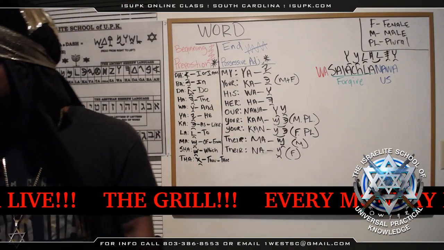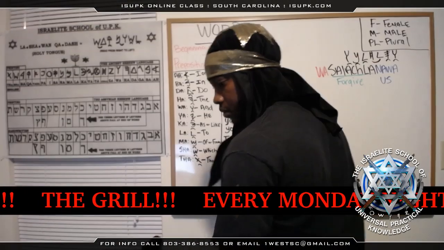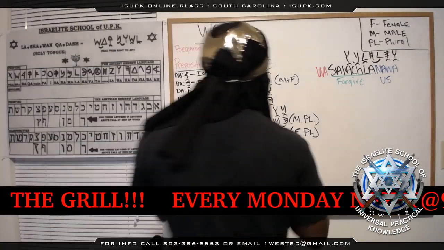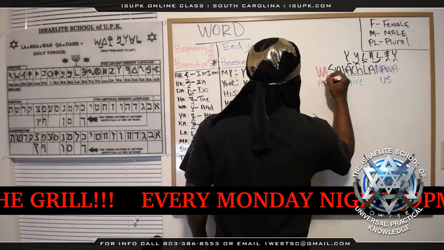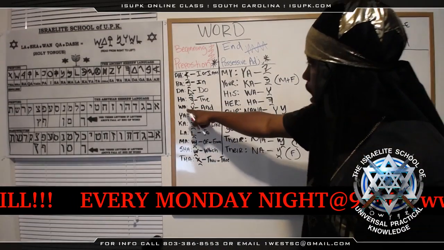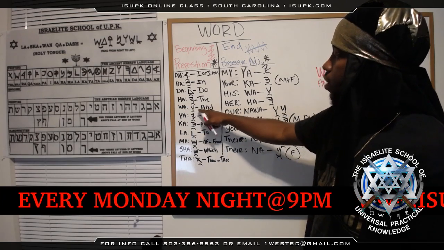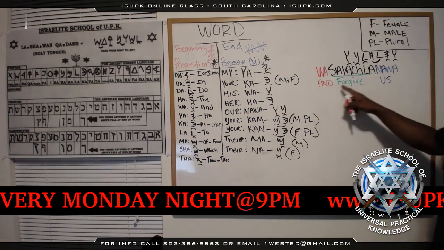All right, for the sake of time, I'm going to go ahead and write it up there. It means and. We put it right here. Where is it at? Wa is right here. Wa is and. And forgive us.